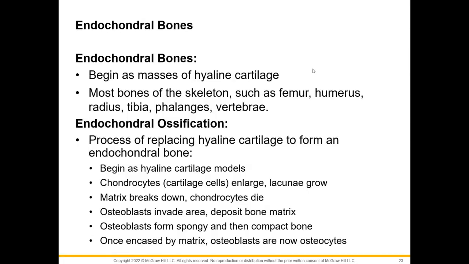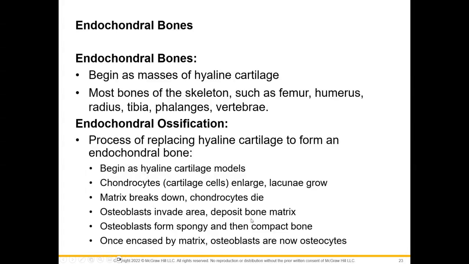Endochondral bones are most of the bones. They begin as hyaline cartilage, and this is most of the bones of the skeleton, like your femur, humerus, radius, tibia, phalanges, and the vertebrae. In endochondral ossification, we replace hyaline cartilage to form the endochondral bone ultimately. Cartilage cells are called chondrocytes. They enlarge and the lacunae grow. That's the chamber opening. The matrix breaks down and the chondrocytes die ultimately.